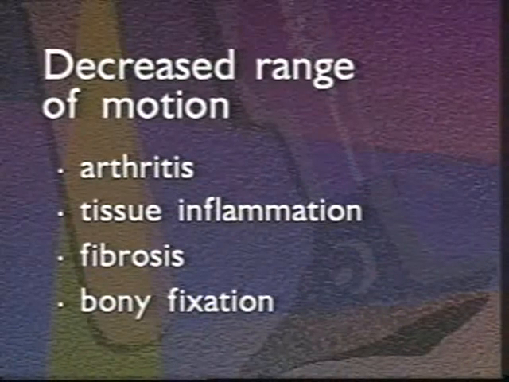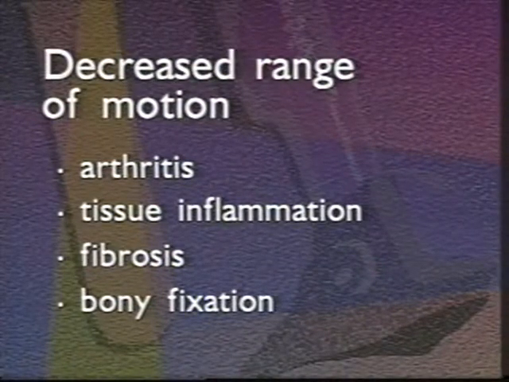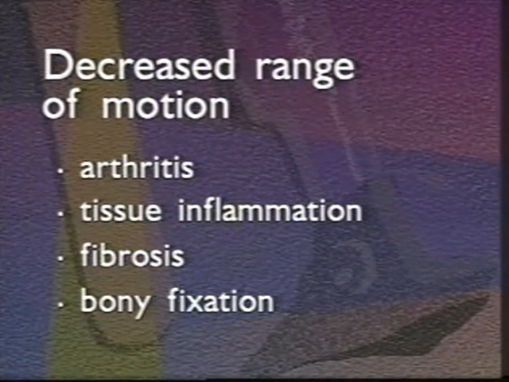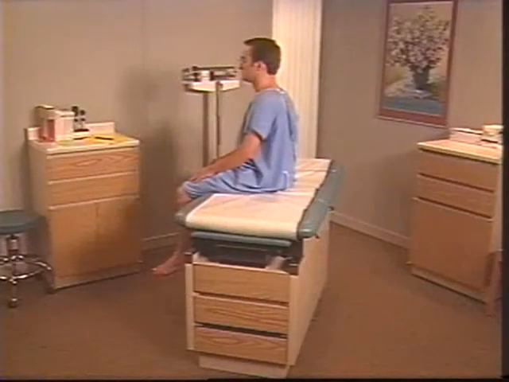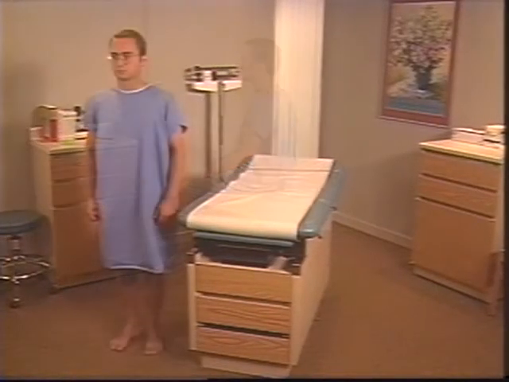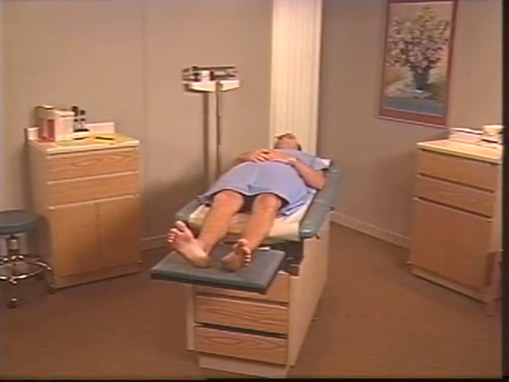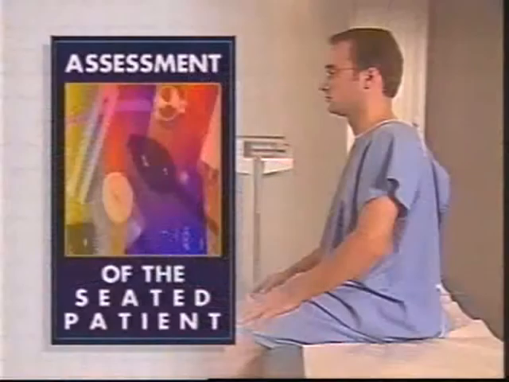A decreased range of motion may result from arthritis, tissue inflammation around the joint, fibrosis in or around the joint, or bony fixation, ankylosis. When you are ready, begin the musculoskeletal assessment. For the patient's comfort and your convenience, you may organize the exam based on the patient's position, as you'll see in this program.